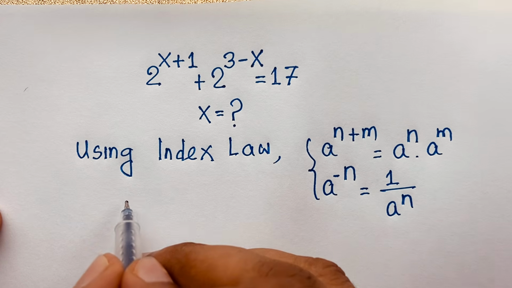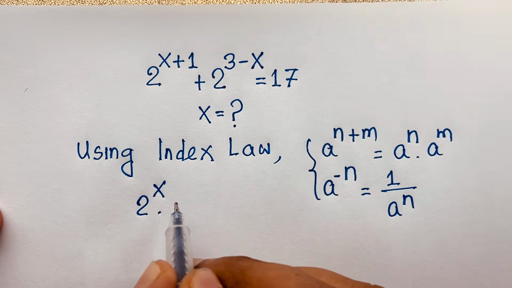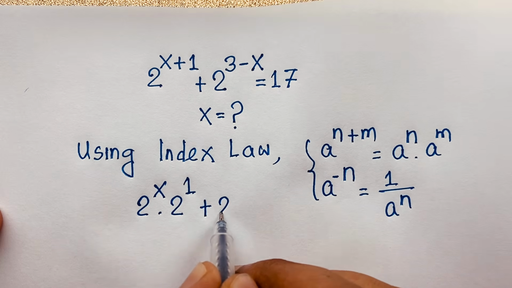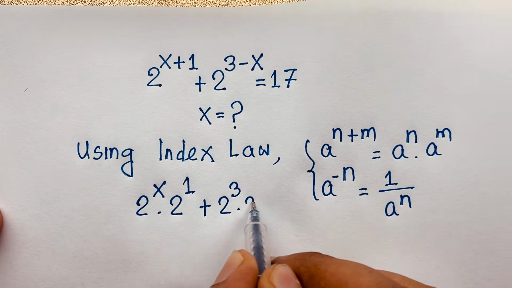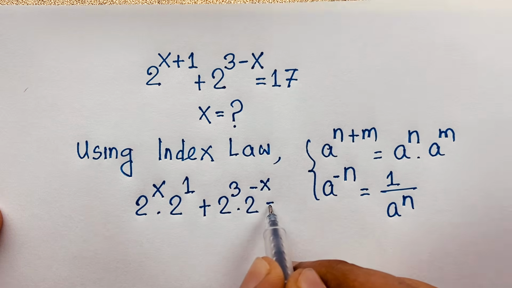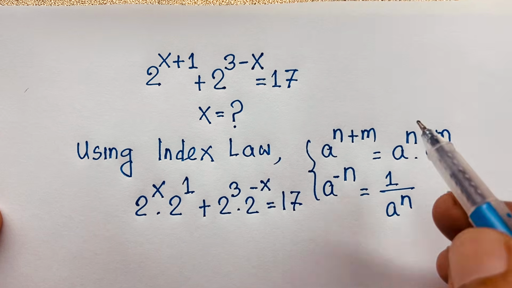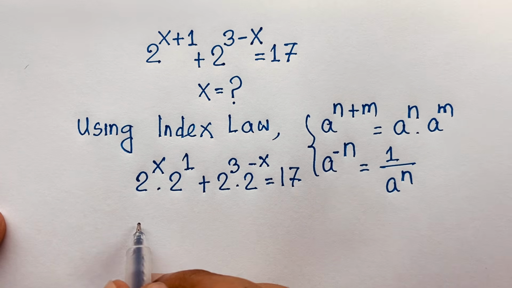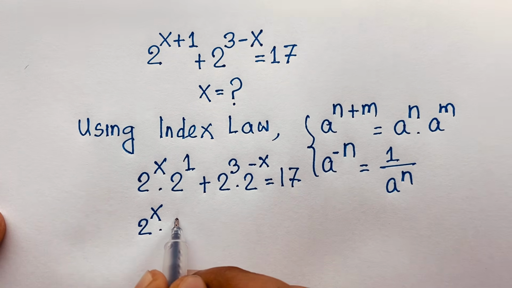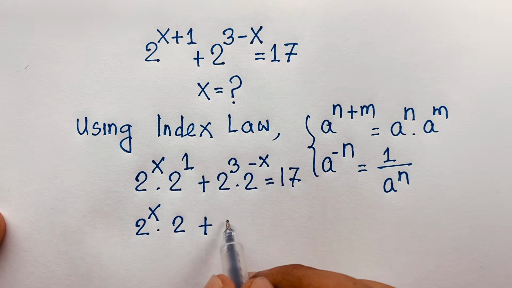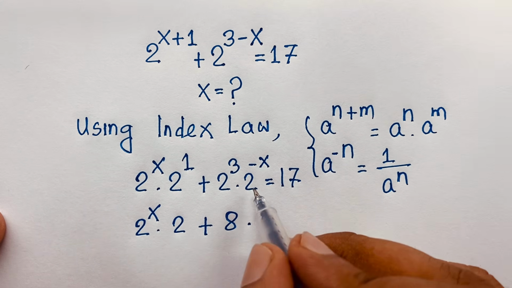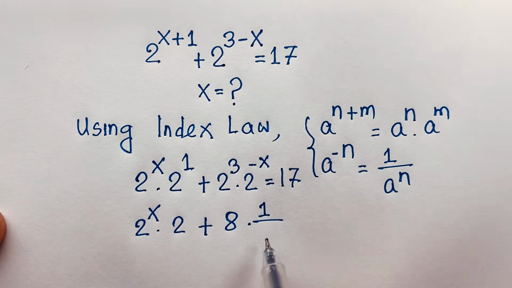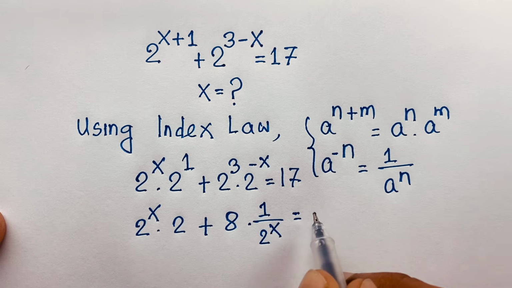So this expression will be 2 to the power x times 2 to the power 1, plus 2 to the power 3 times 2 to the power minus x is equal to 17. So it will be 2 to the power x times 2, plus 2 to the power 3, which is 8, times 2 to the power negative x, which is 1 over 2 to the power x, is equal to 17.